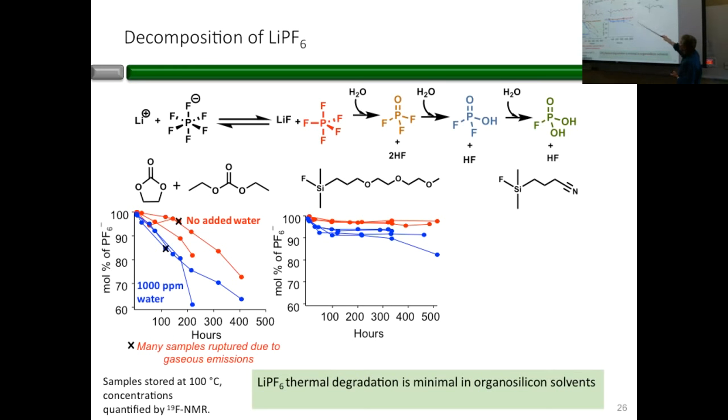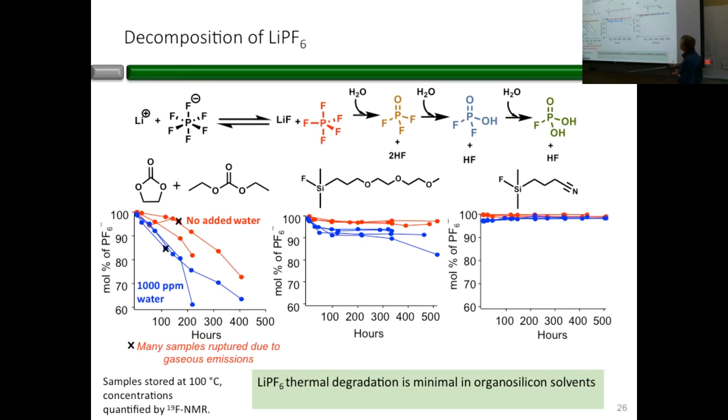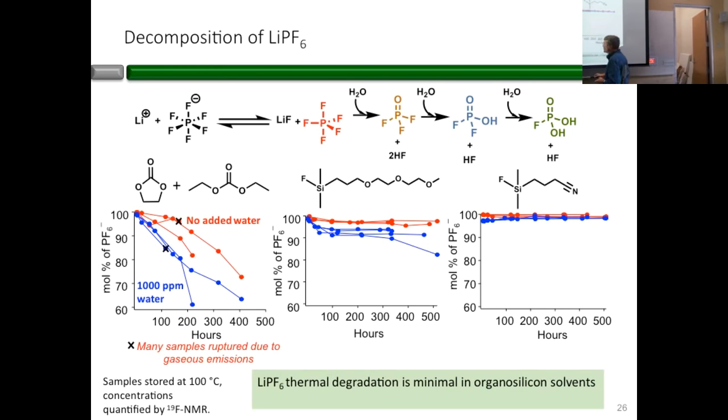And then if you look at what happens if you replace this with the nitrile group, now you get something which is just absolutely rock solid stable. Right? So going up to 500 hours, these are held hot. These are at 100 degrees centigrade, well above where you normally want to operate a battery. And in fact, we can see that we can basically shut off all of that decomposition. So this is a big deal, right?